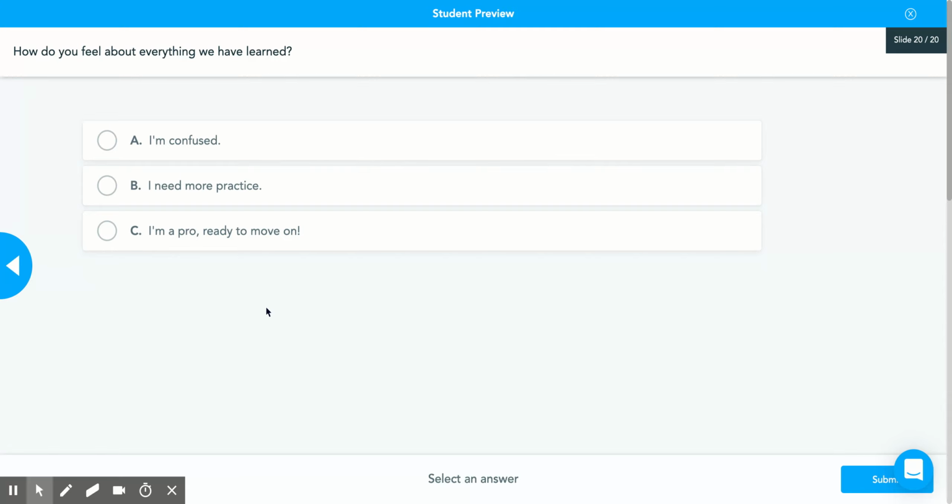If you need more practice, lucky for you, we are going to do some activities after this, rotating around the classroom, doing lots of practice on everything we've just learned. And if you're a pro and ready to move on, that's awesome. I'm happy for you. And we're going to do some more practice as well.